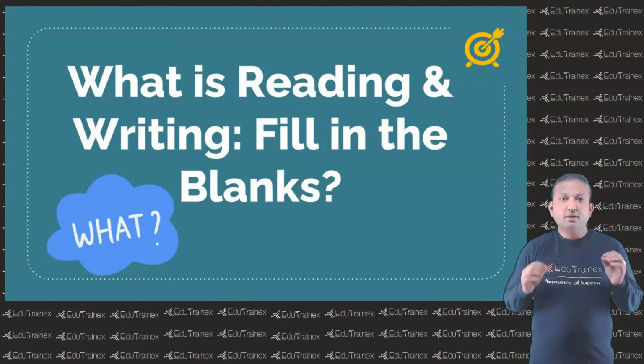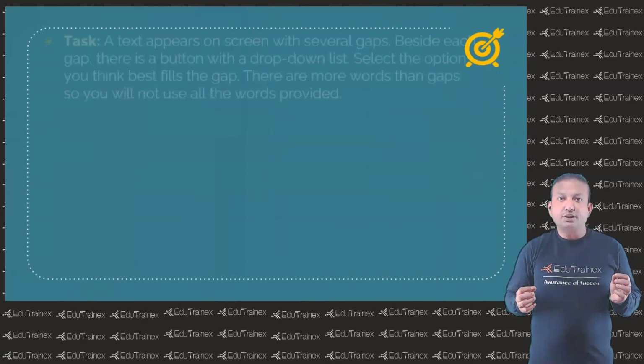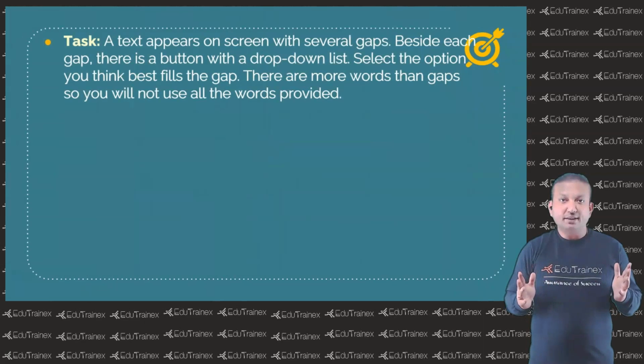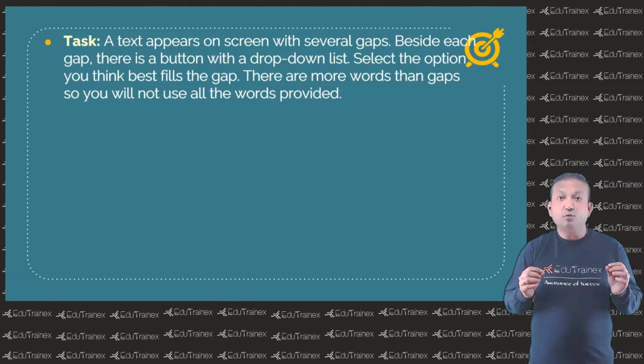To begin with, let's first understand what the task is all about. In PTE reading and writing fill in the blanks questions, a text appears on the screen with several blank spaces. Beside each blank, there is a button with a drop-down list, and you need to select the option that you think best fits the blank. The drop-down contains 4 words that are grammatically similar and also have similar meanings. So you need to pick your answers very carefully.